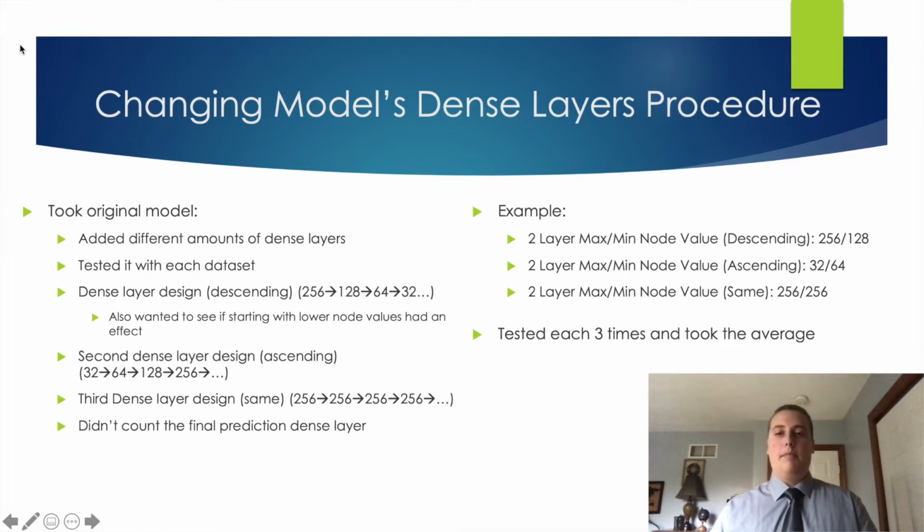So here's an example. If I had, say, two dense layers, in the descending, it'll start at 256, then 128. Ascending, again, starts at 32, goes up to 64, and the same just stays constant.